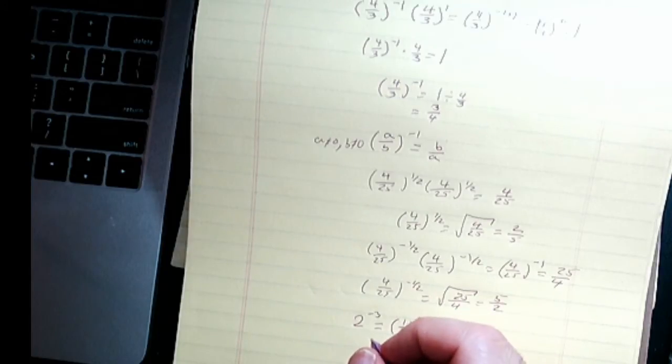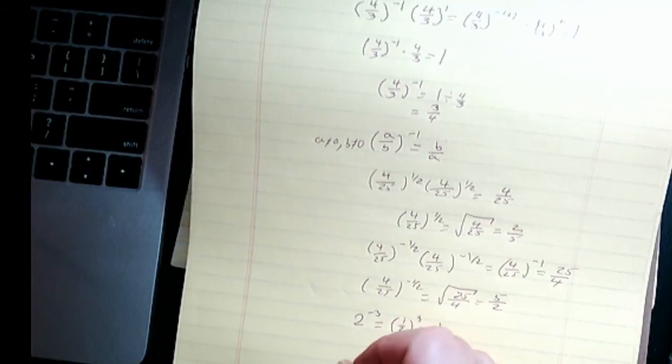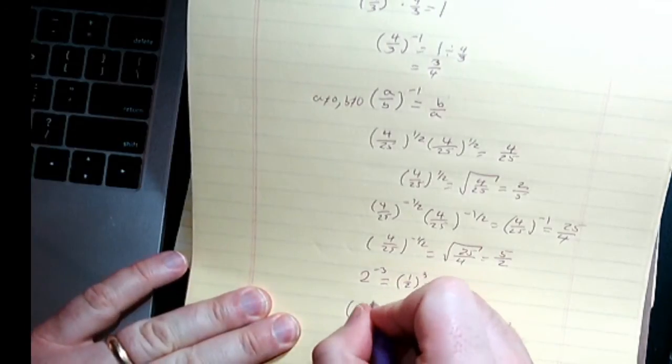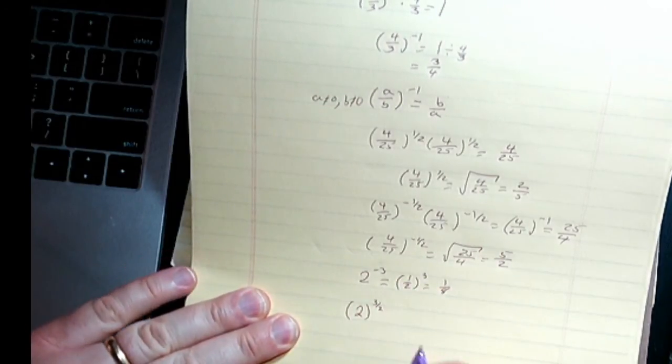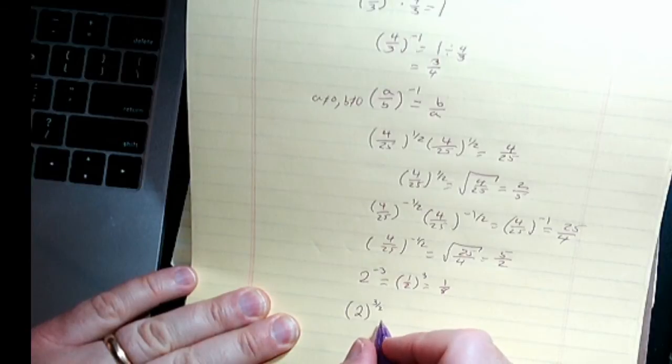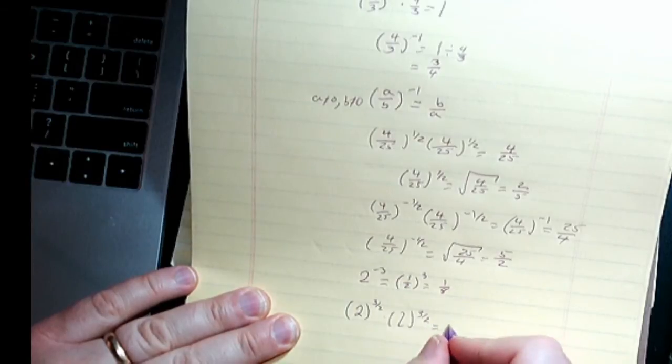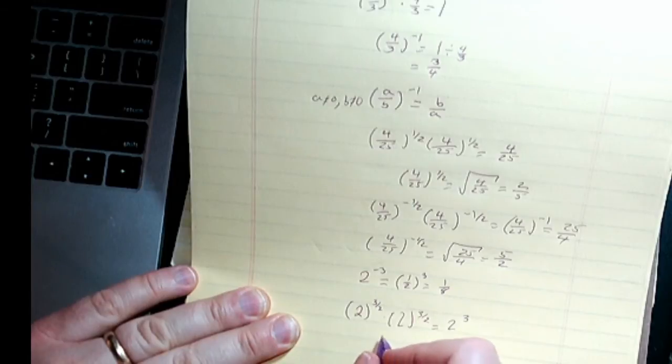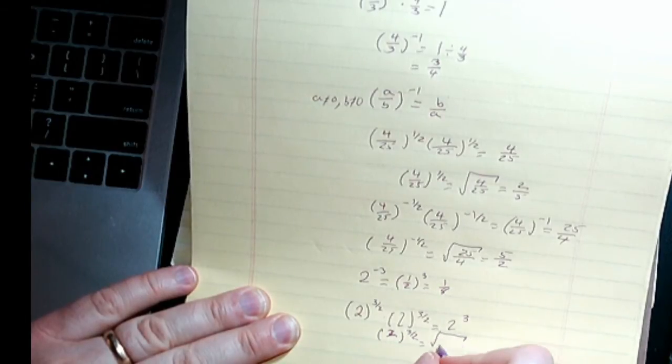Well, what about fractions that don't have 1 in the numerator? What about, say, 2 to the 3/2? What do I do about that? Well, that's a thing that if I multiply it by itself, must give me 2 cubed, because 3/2 plus 3/2 is 3. So this thing is just the square root of 2 cubed, or the square root of 8. And so on.